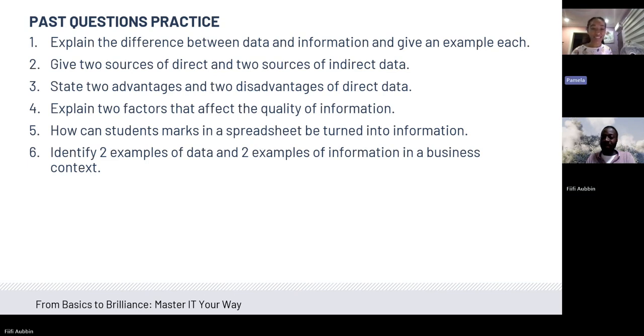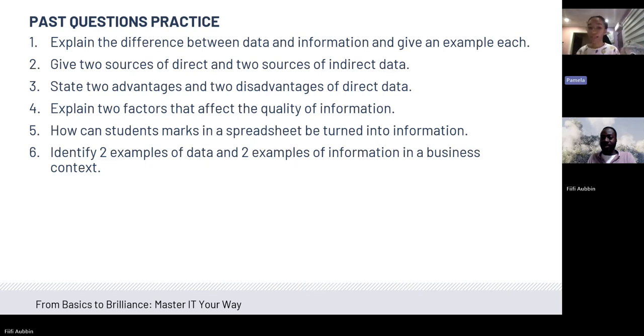Direct data is data that is collected by the person themselves, the individual, for a particular purpose or a personal purpose. And indirect data is data that has already been collected by someone else, or it's a second-hand source that you, the individual, are using. So if you need data from a larger scale, something that is out of your reach, that is when you use indirect data.